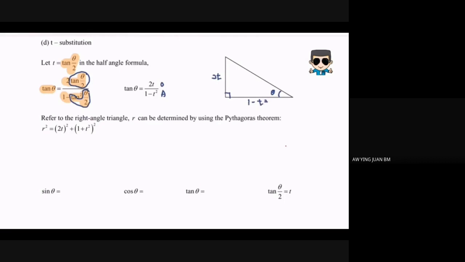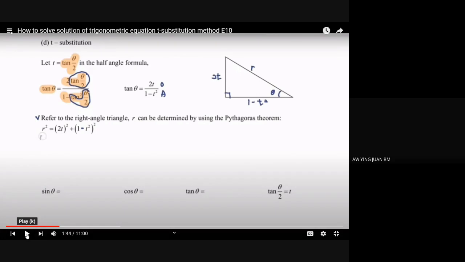Refers to the right angle, r can be determined by using the Pythagoras theorem. In here, r equals to the hypotenuse. So now, by refers to the right angle triangle, r as a hypotenuse can be determined by using the Pythagoras theorem. Written, r squared is equals to 2t bracket square plus bracket 1 minus t squared square. So next, I'm going to expand.